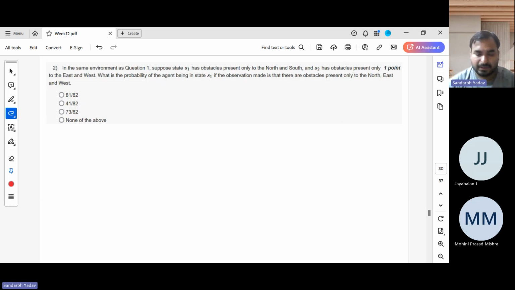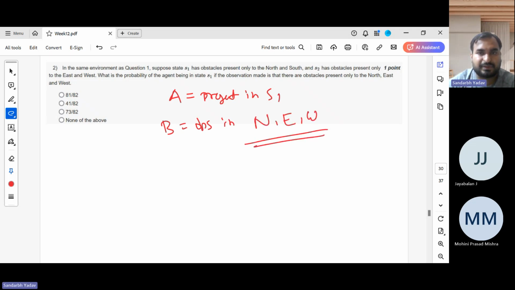So there was an exercise. In the same environment as question 1, suppose S1 has obstacles present only to the north and south. Okay, the same thing. S2 has obstacles present only to the east and west. So S1 and S2 have the same architecture. What is the probability of being in state S1, given that the observation made is that there are obstacles present only to the north, east, and west? So they have added east also. So B is: obstacle in north, east, and west. This is the difference here.